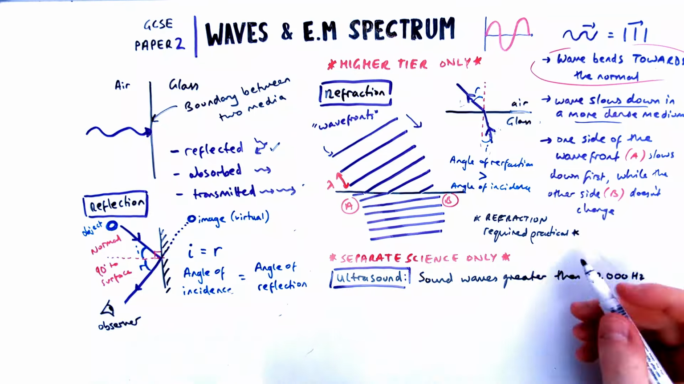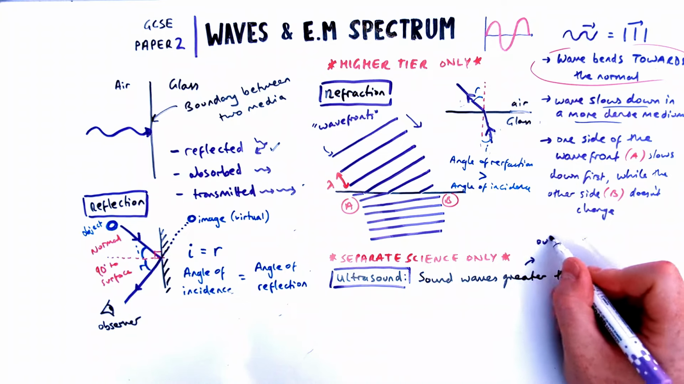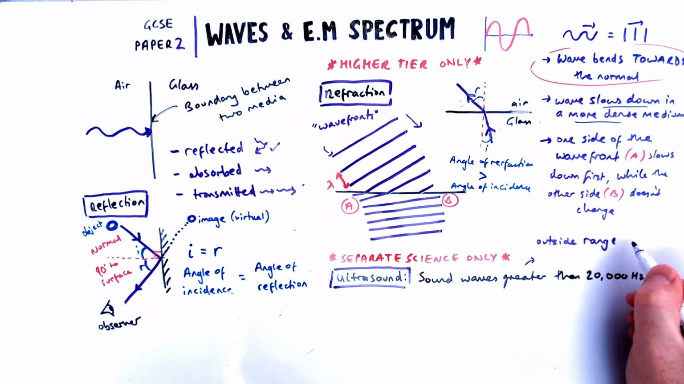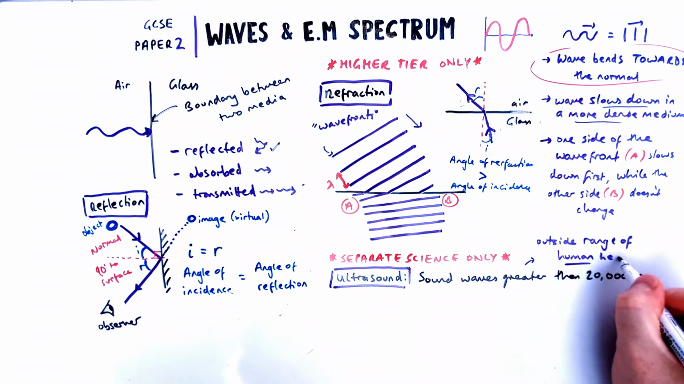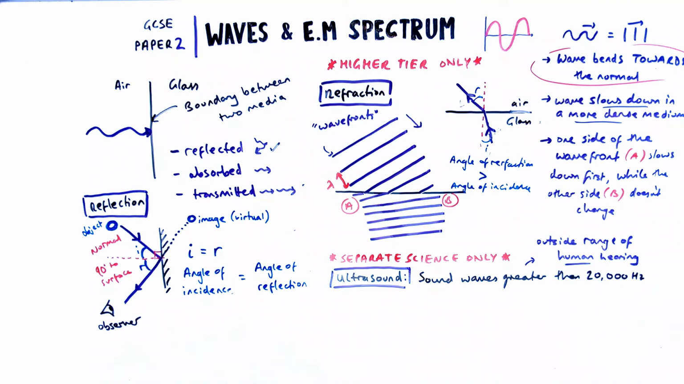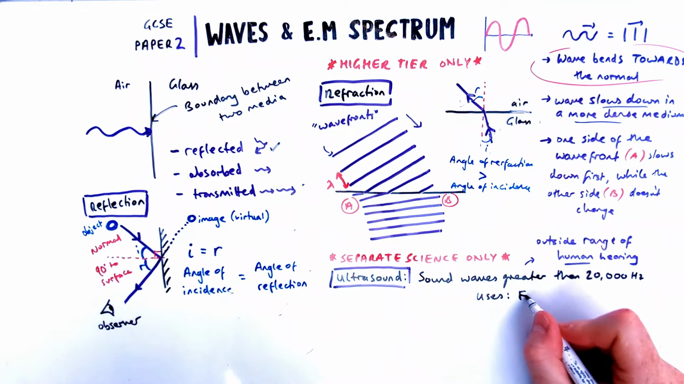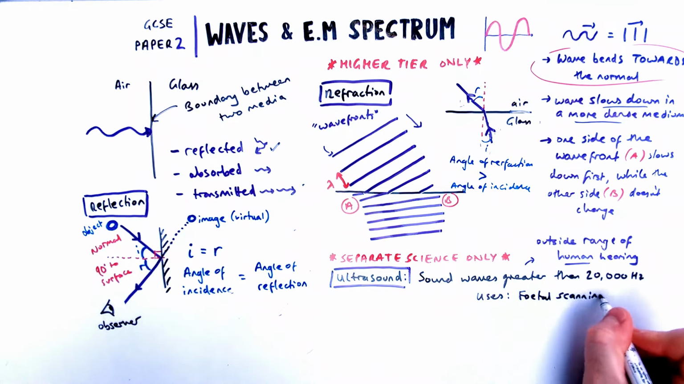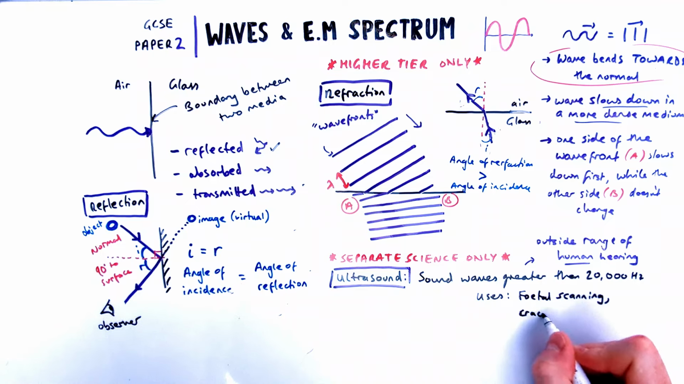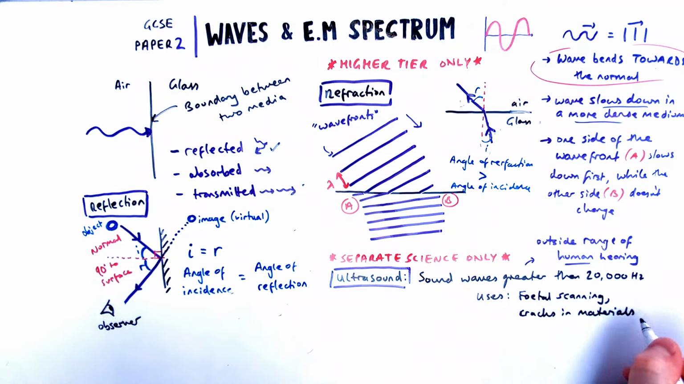Ultrasound defines a wave that is a sound wave greater than 20,000 Hertz in frequency. This is outside the range of human hearing. Some animals can hear outside this range, but humans can't, so we call it ultrasound. Its most famous use is in fetal scanning, or scanning a fetus while it's in someone's womb, but it can also be used to scan for cracks in materials in industry and also for cleaning things like dirt off watches.